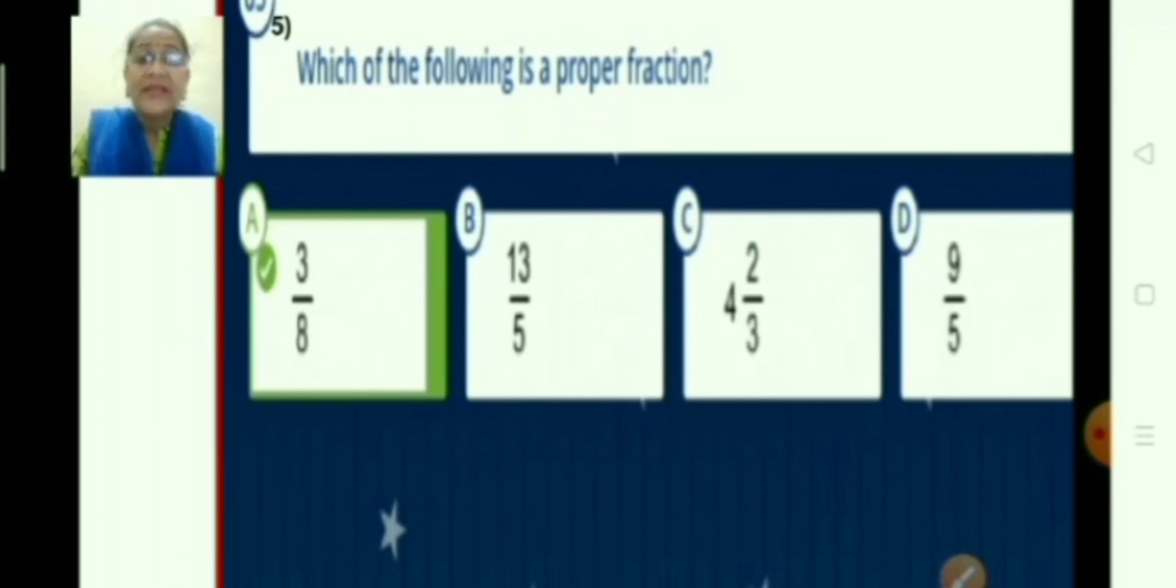A proper fraction is a fraction whose numerator is less than the denominator. In this case, if you observe the options, option A is an example of a proper fraction. So you are going to click on option number 1 in your exam. See children, the same questions will not come in the exam, but the same type of question may come.